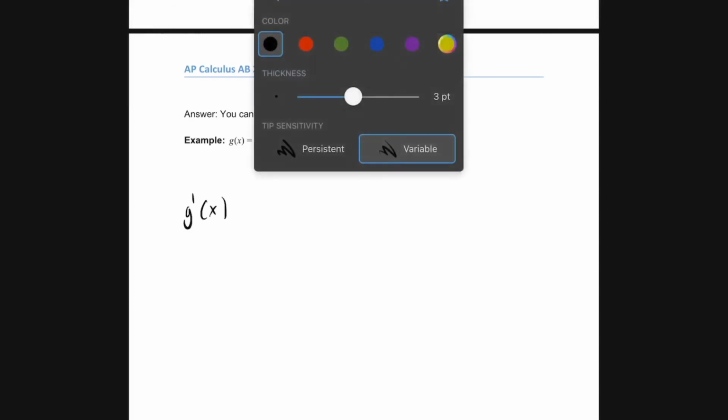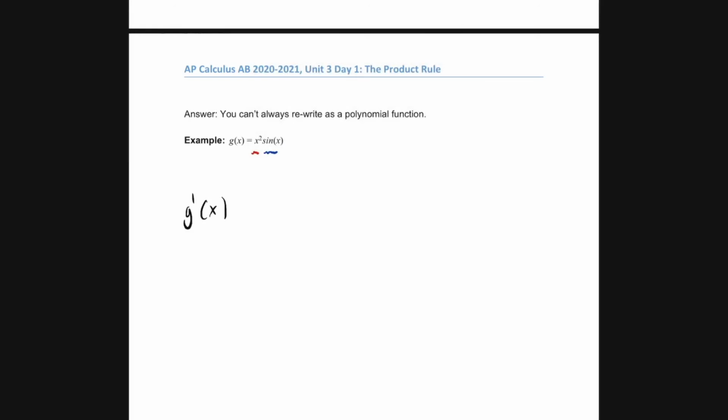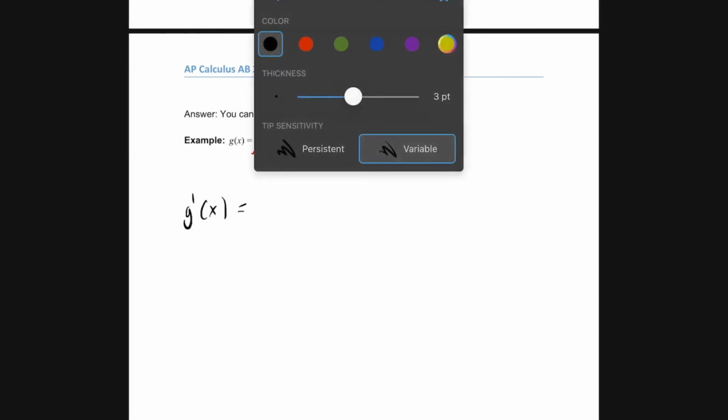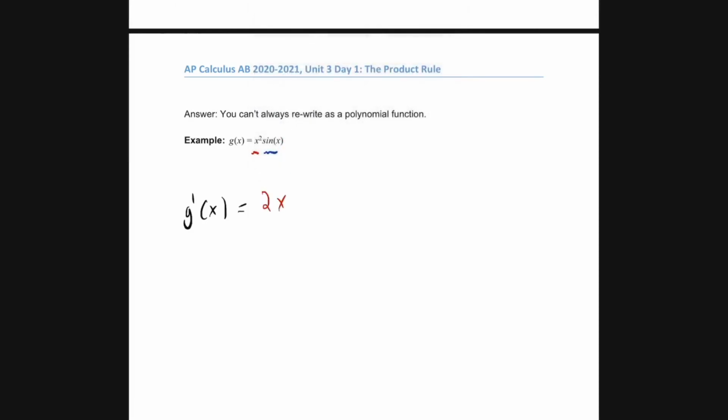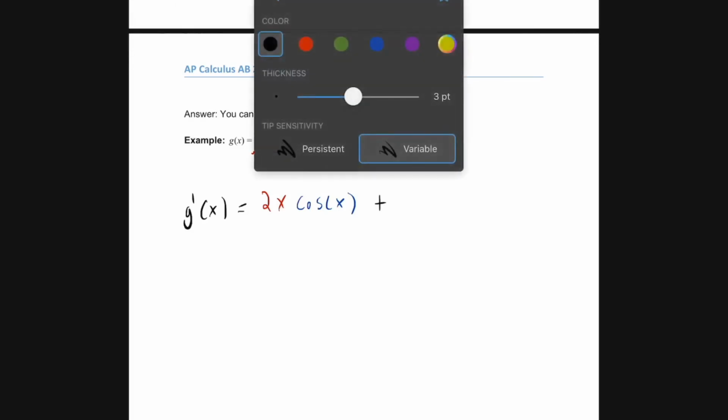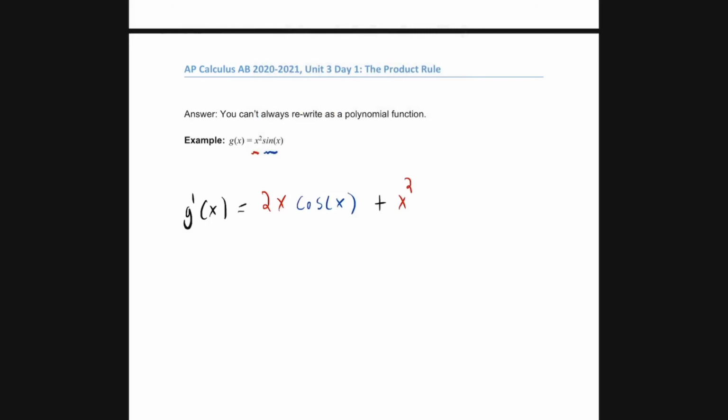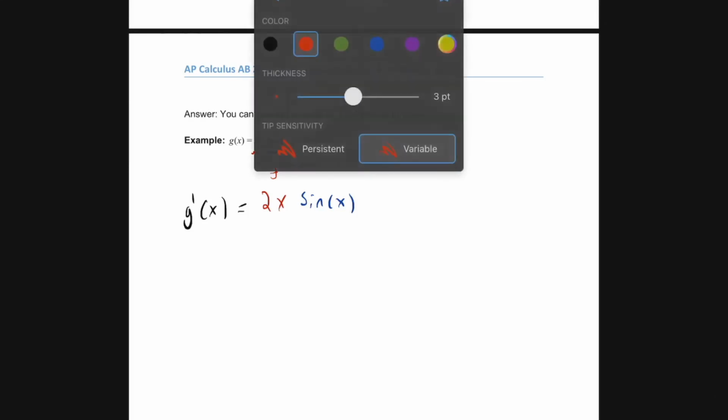So if I have g prime of x, I'm going to declare x squared to be my f of x, sine of x to be my g of x. So the derivative here would be 2x, derivative of sine is cosine, 2x cosine of x plus x squared. Oh, I did it wrong. 2x sine of x, because remember, it's f prime times g.